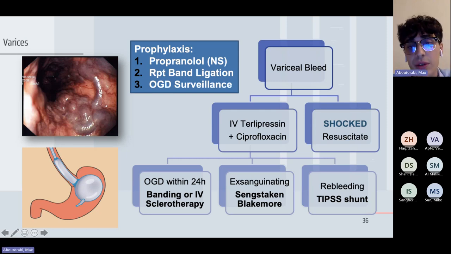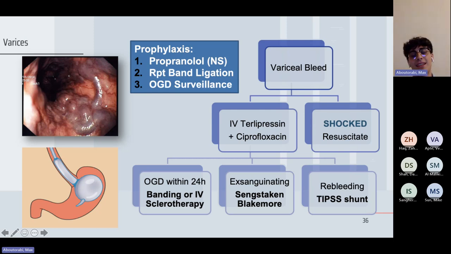If this doesn't work, you then use a Sengstaken-Blakemore tube, which is this thing on the bottom left, in which you insert a tube down the oesophagus into the stomach and you blow it up like a balloon, and it compresses the oesophagus, preventing any further bleeding. And then if it either recurs or is refractory to this, you would then call in, I believe, the general surgeons to do a TIPS procedure, which stands for transjugular intrahepatic portosystemic shunt.